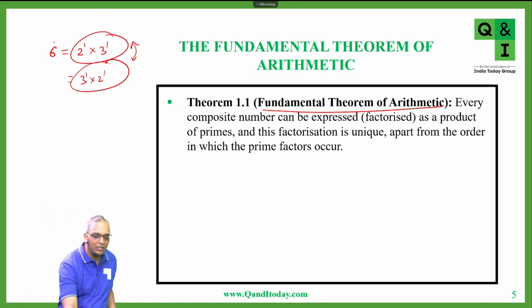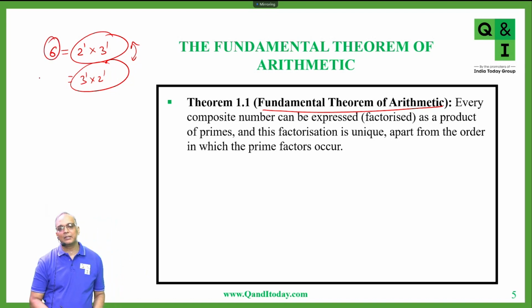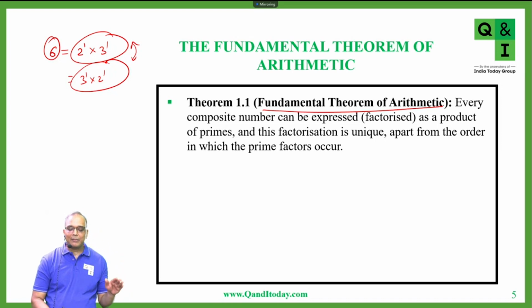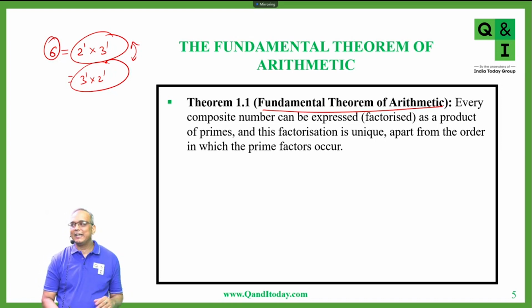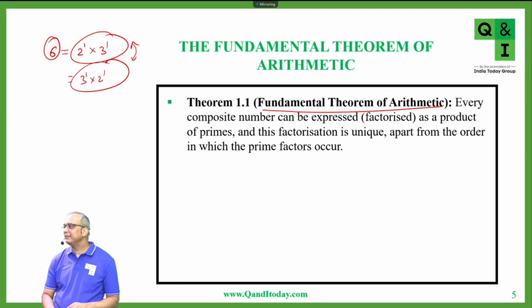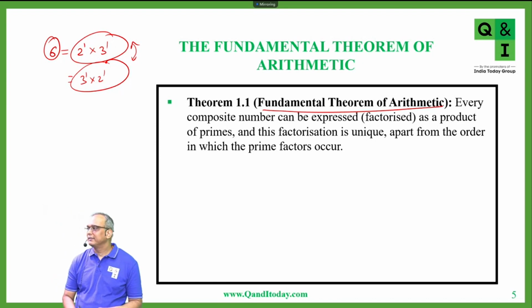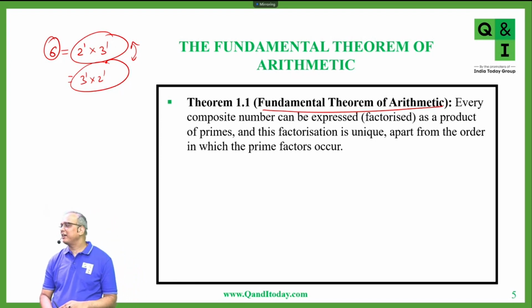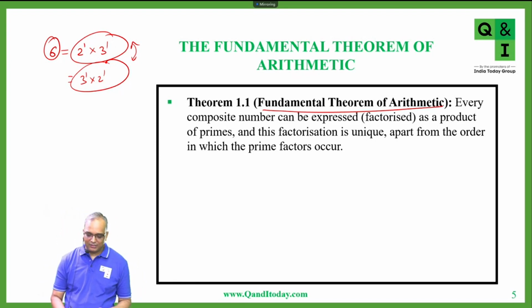So order may be different, but these prime factors and their powers are going to be unique for a particular composite number. Did you understand the basic concept of fundamental theorem of arithmetic, what it states? Is it clear? Jovin, Anshita, Devi Maya. Okay, good.